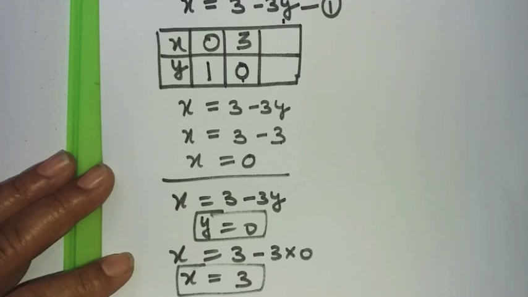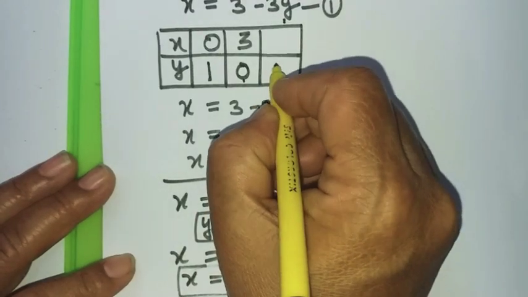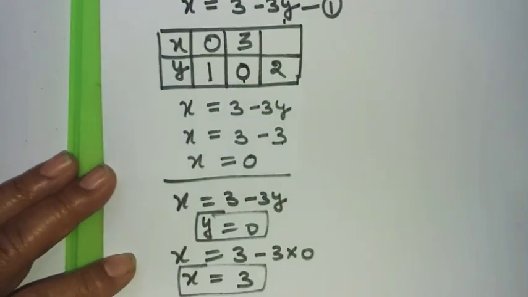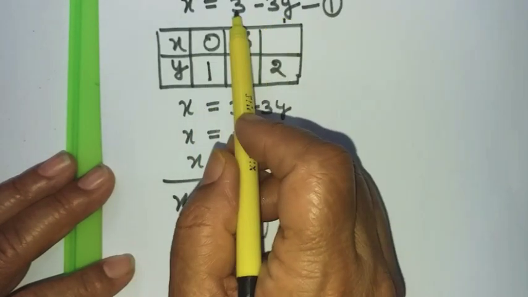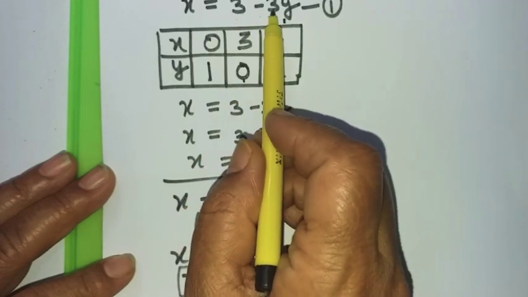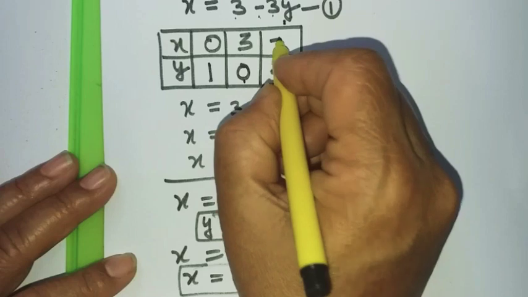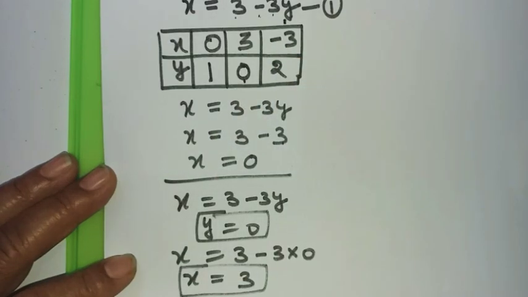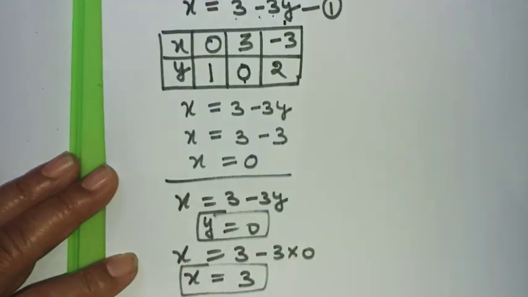Now, I can give one more value to y. You can suggest me. So, let me take y to be say 2. If y is 2, x will be 3 minus 3 into 2, that is 3 minus 6, that is minus 3. So, I got this table ready to plot on the graph sheet.